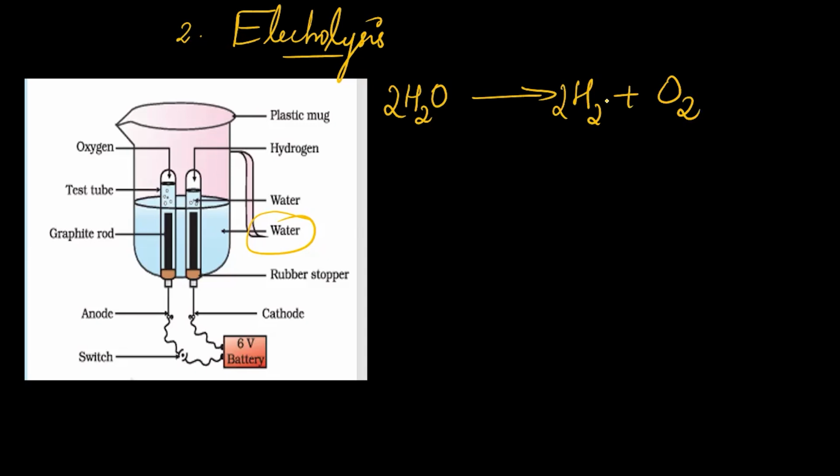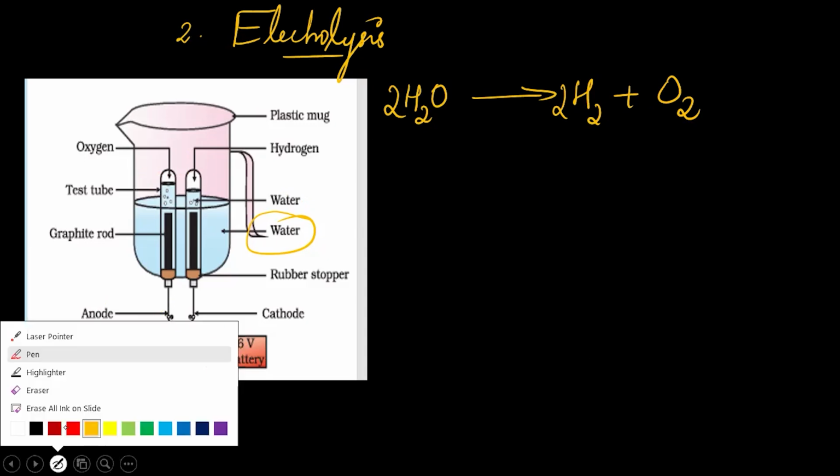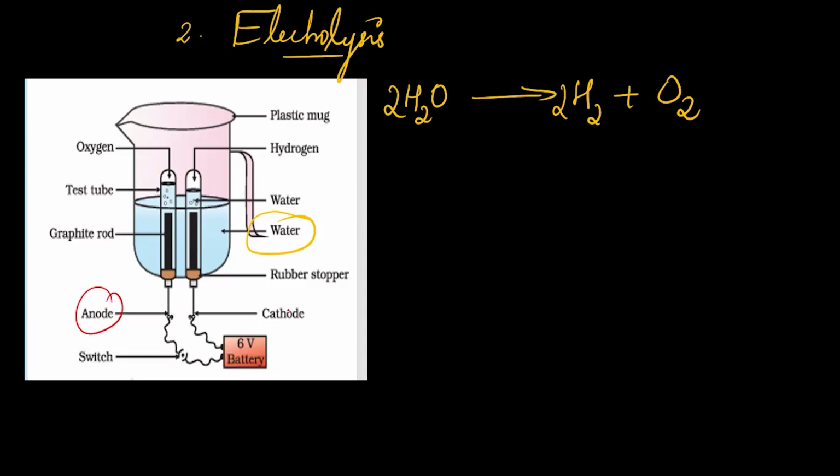What is the reaction? So we are taking water, and you will be getting hydrogen and oxygen as the products. During electrolysis, we have to arrange anode and cathode, right? So what is anode? Here you can see anode here, and cathode here.